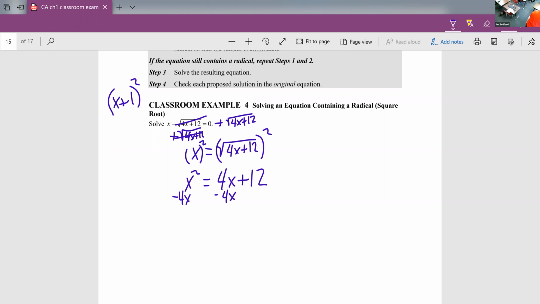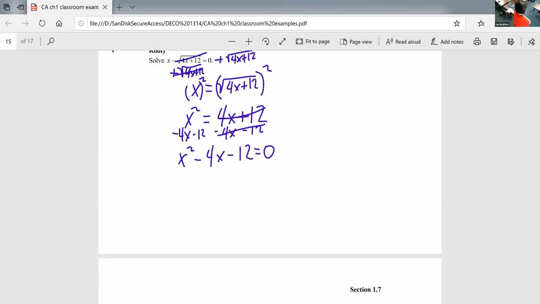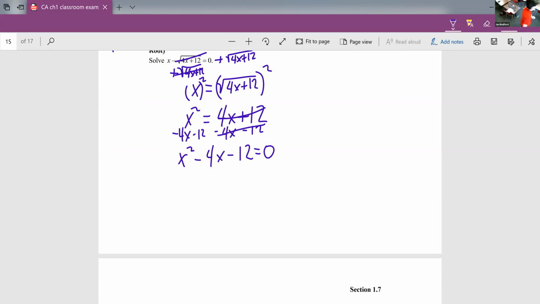And then subtract 12 from both sides. And I'm just going to do it in one step. These cancel. And I have x squared minus 4x minus 12 equals 0. All right. It looks like it probably factors. Let's double check that. What's my a times c? A negative 12. 1 times negative 12 is a negative 12.